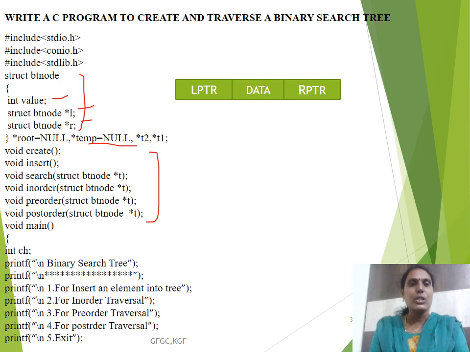Initially the root is a pointer which is stored with a null value, and temp is also stored with a null value. We have the function prototypes here, which are declared before they are used. So we have the create function, insert function, search, and then to traverse we have inorder, preorder, and postorder. Void main is the start of the program, from where execution begins. Here we declare ch as an integer data type, and we have various printf statements which will be displayed on the output screen.